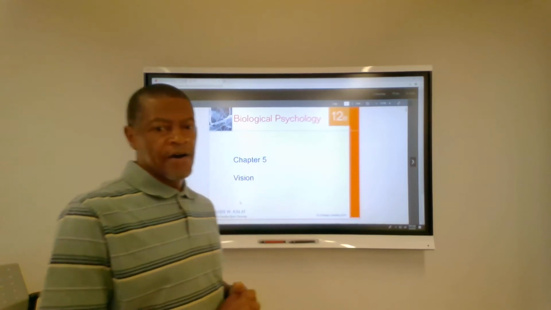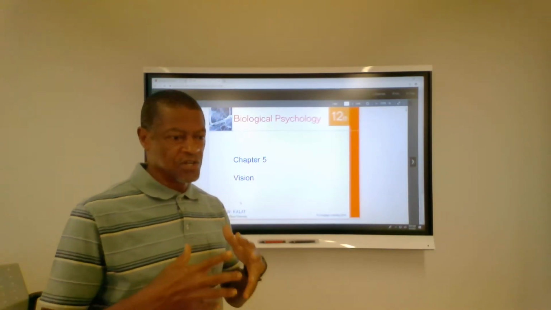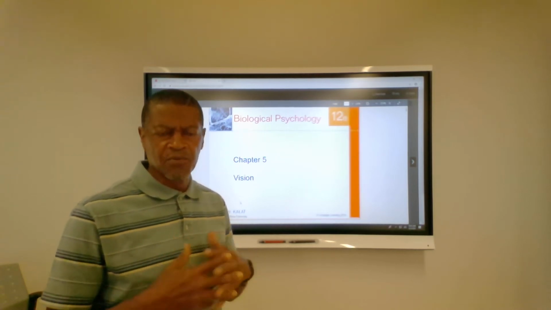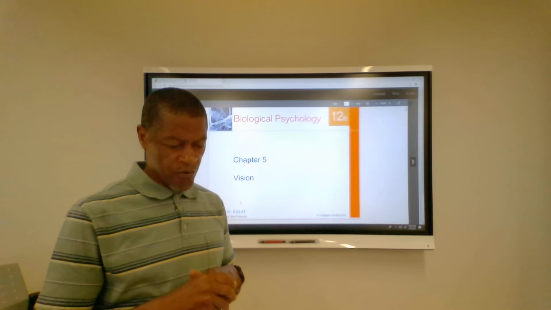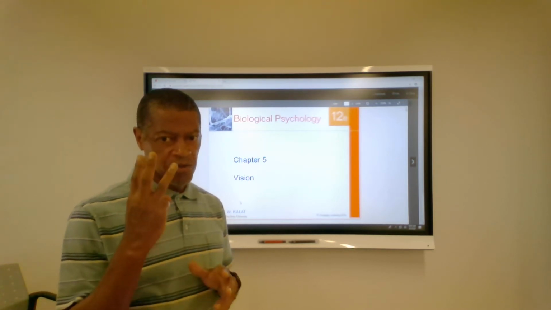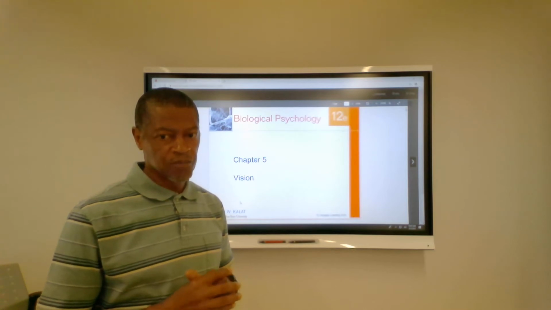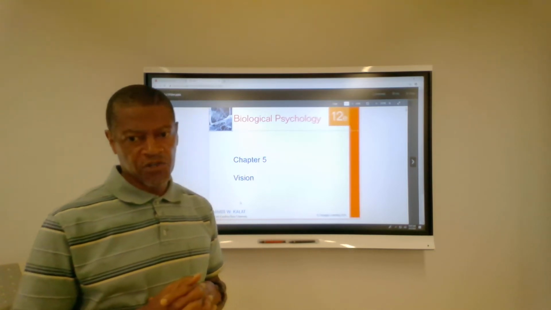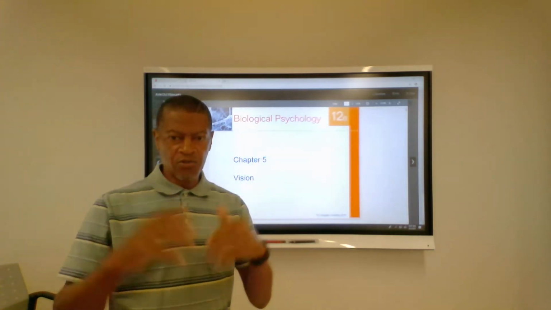Okay, chapter 5, vision. The next three chapters are really dealing with sensation, not perception, but sensation, sensory systems, and movement. So for this chapter, it's going to be short. There are 3 modules to the chapter. We're only going to deal with the first module: really the basic structure and function of vision and how it operates and how the eye detects energy.